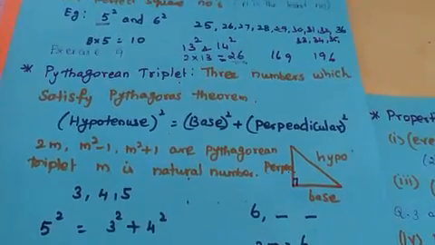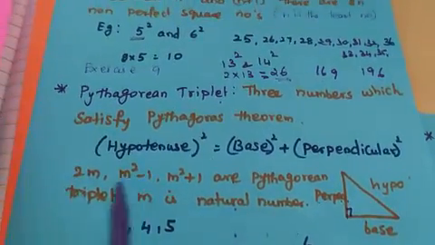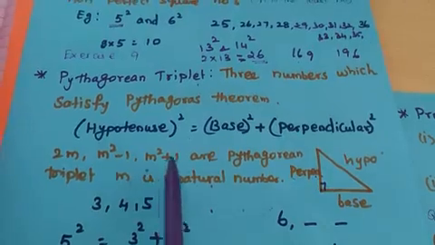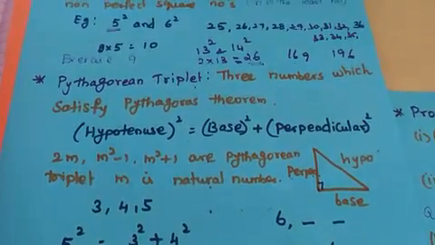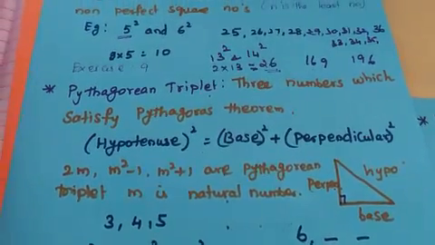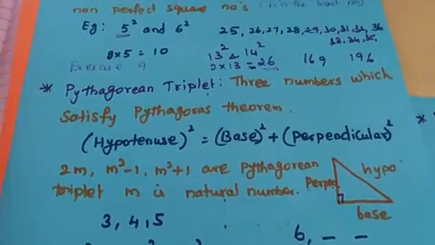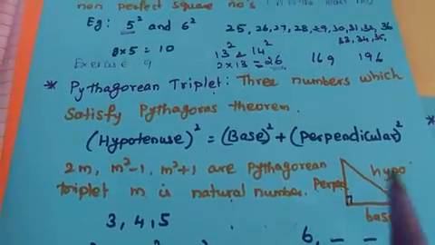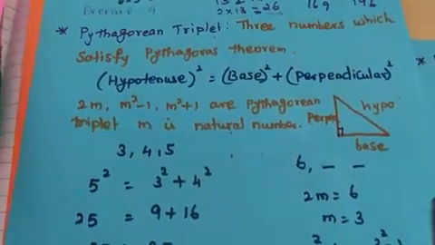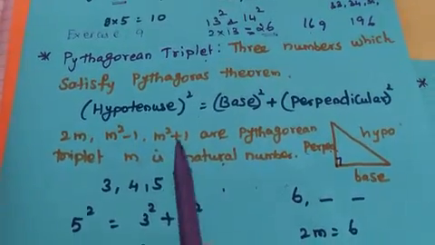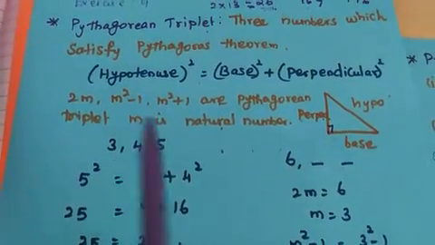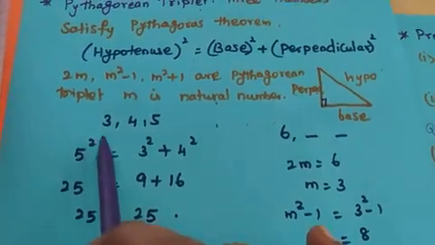So if you have 3 numbers, for general I have taken 2m, m squared minus 1, m squared plus 1, they form a Pythagorean triplet, where m is a natural number. Natural number means it starts from 1. So 1, 2, 3, like that, positive numbers only. Right? So if you have the positive number, we can say whether the given numbers form a Pythagorean triplet or not, which satisfies this condition. For example, I have taken 3 consecutive numbers: 3, 4, 5.